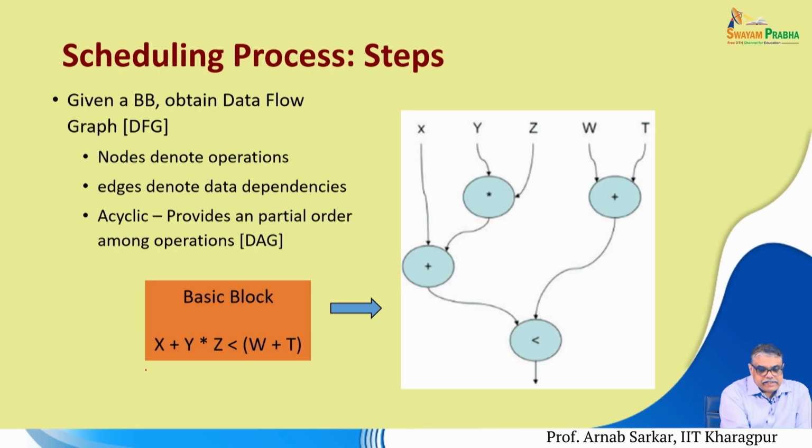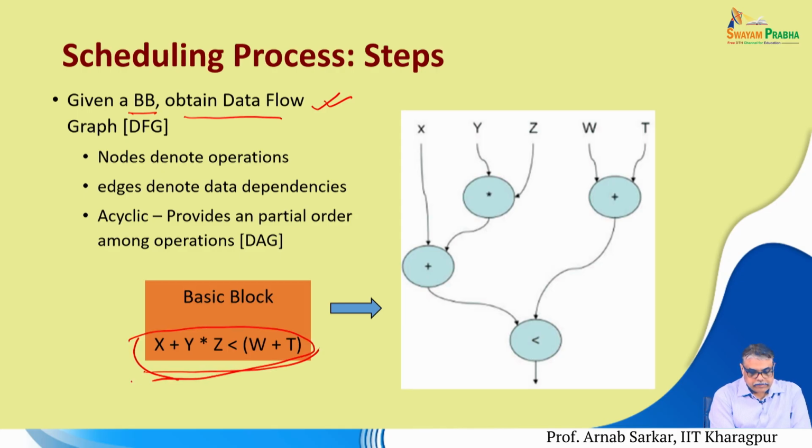So, given a basic block, we obtain a data flow graph. There is no flow of control. Let us say our basic block has only this statement: x plus y into z less than w plus t. This can be represented using this data flow graph.